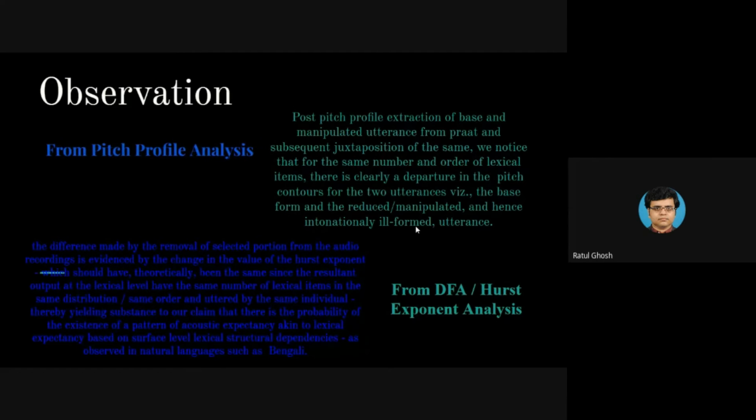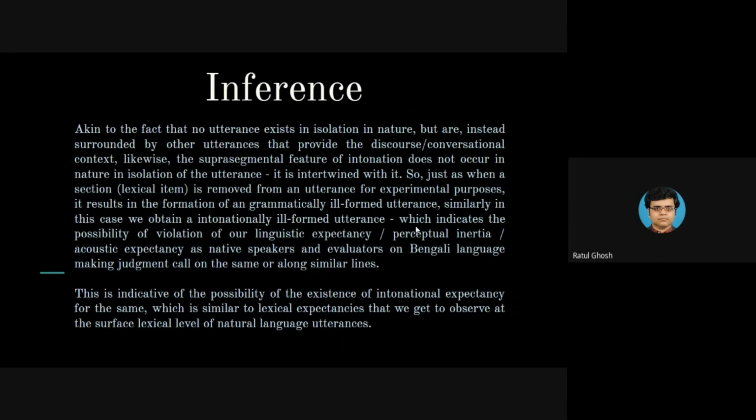This yields substance to our claim that there is the probability of the existence of a pattern of acoustic expectancy, similar to lexical expectancy based on surface level lexical structural dependencies as observed in natural languages. So the inference is akin to the fact that no utterance exists in isolation in nature, but is instead surrounded by other utterances that provide the discourse or conversational context. Likewise, the suprasegmental feature of intonation does not occur in nature in isolation of the utterance, it is intertwined with it. So just as when a section or lexical item is removed from an utterance for experimental purposes, it results in the formation of a grammatically ill-formed utterance.